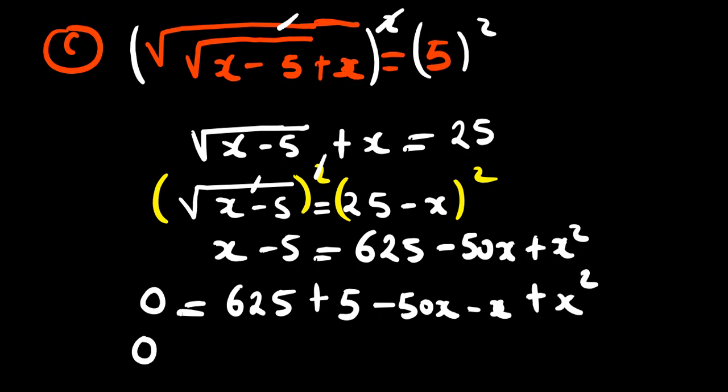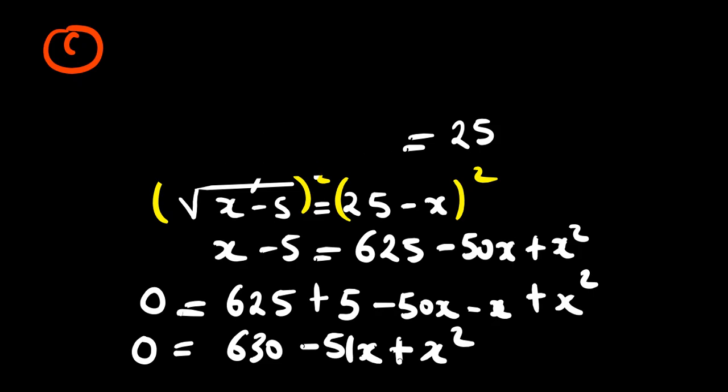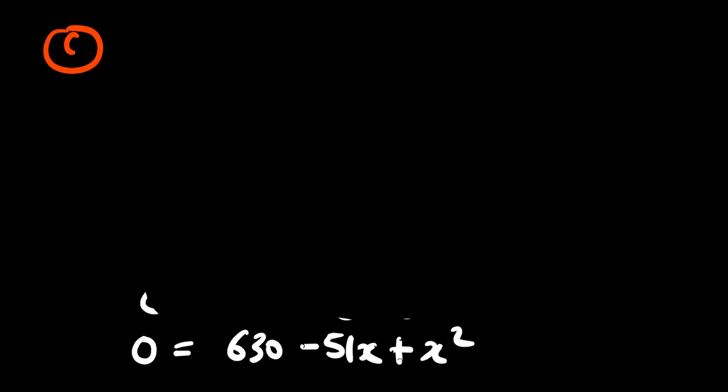Okay, so we can solve 0 is equal to 625 plus 5, that is just 630. Then negative 50x minus x gives me negative 51x, plus your x squared. Now here I have a quadratic expression. So allow me to rub on top, and allow me to get the calculator. Seems like we were dealing with big numbers. So this is the expression that we end up with.